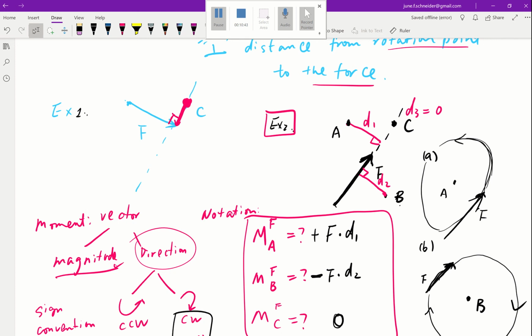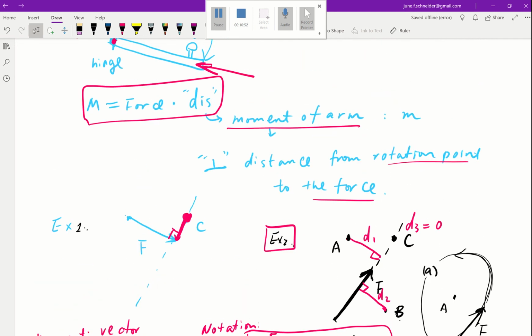Knowing that, we also introduced that this moment not only has magnitude, force times moment of arm, it also has a direction. If it's clockwise, it's going to be negative. Counterclockwise is positive. One last thing to wrap up: this moment is going to have a unit of Newton meter because it's force times distance. You might argue Newton times meter, force times distance, is joule. I agree. But when we talk about moment and torque, instead of saying joule, we just say Newton meter.